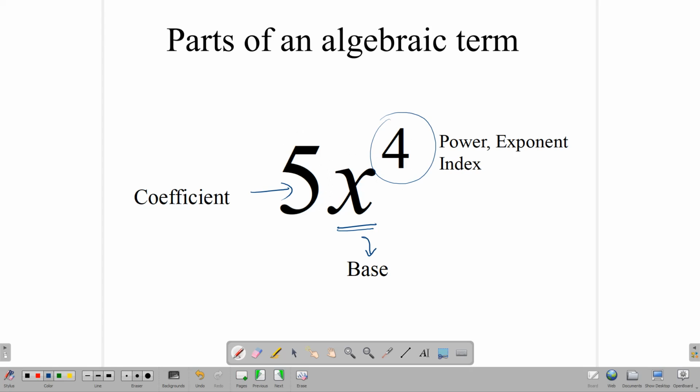And the power here or exponent tells you how many times you write out this base when you're trying to multiply. So x to the 4th here would simply mean x times x times x times x. So we'd write it out 4 times for multiplication.